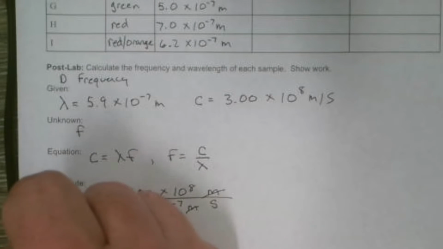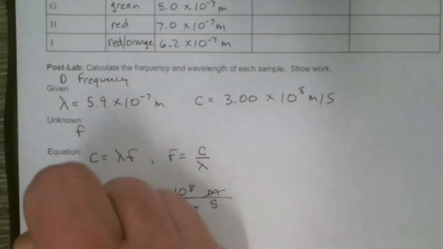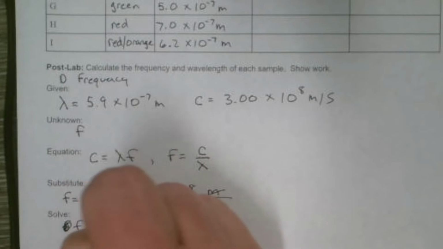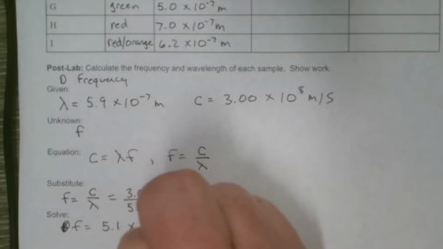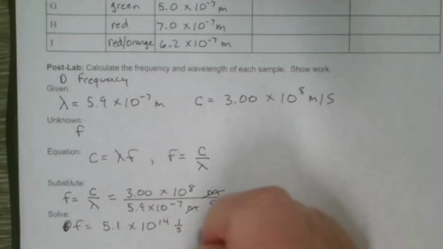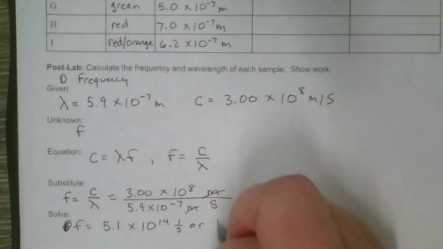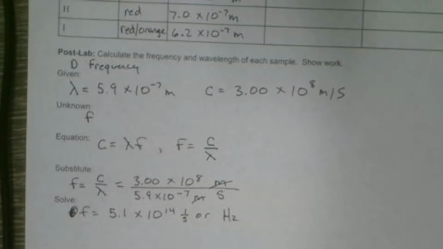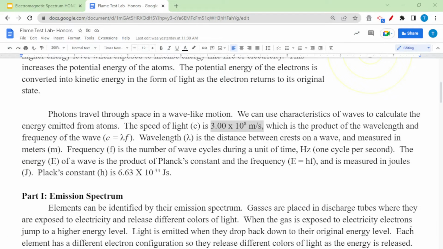So our frequency is 5.1 times 10 to the 14th inverse seconds, or we would also call that hertz, because if you look back at your lab document, a hertz is the unit for frequency, 1 cycle per second. So that's where the 1 comes from, 1 over a second.